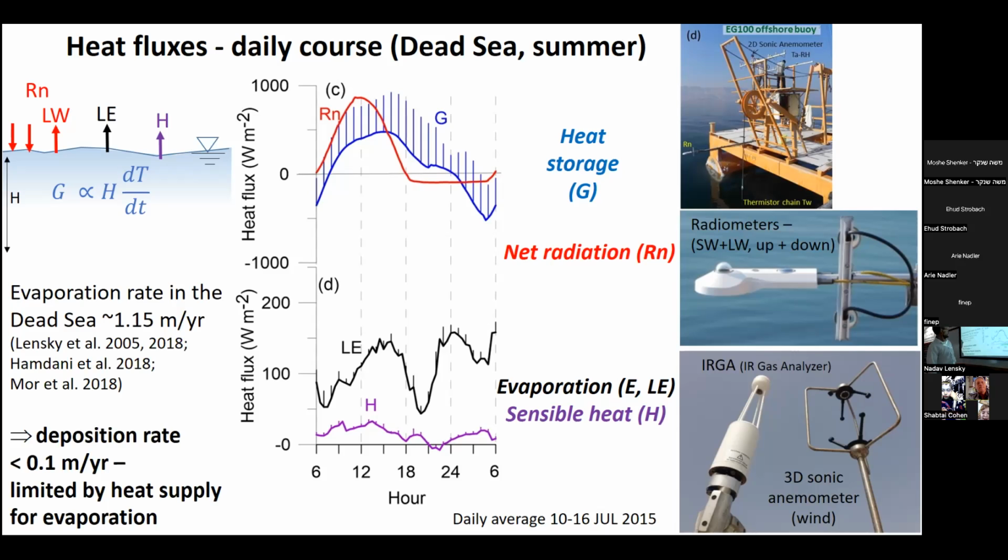And in the Dead Sea, over a year, the evaporation rate, as I told you, is 1.15 meter per year. And this is limited by the high salinity. In Lake Kinneret, as Shmuel was showing, it's much higher than that, almost 1.5 meter.